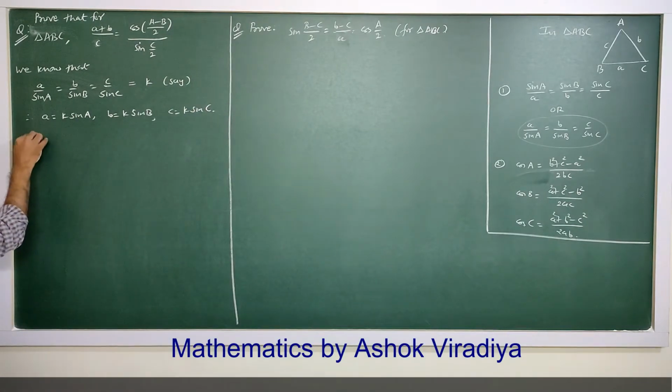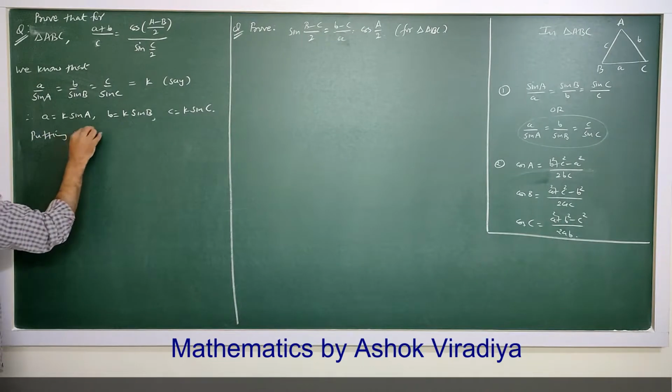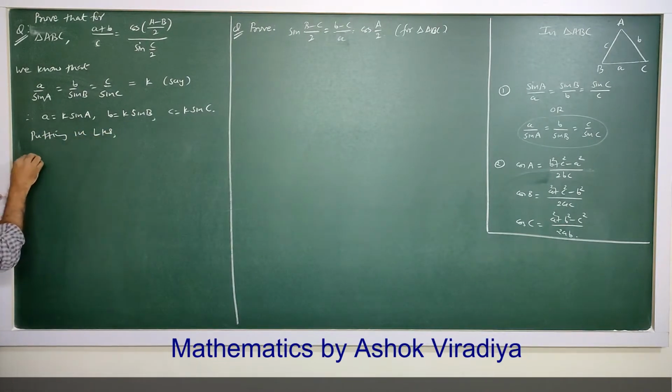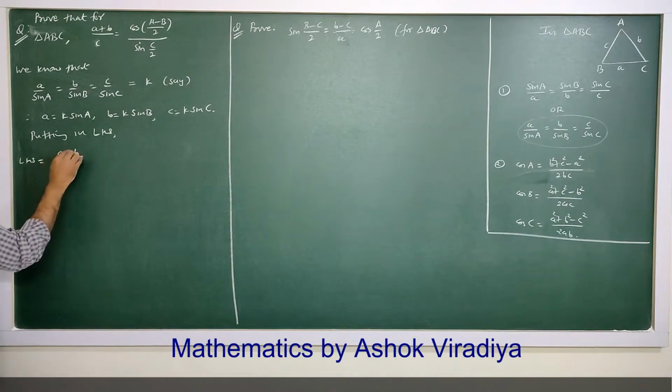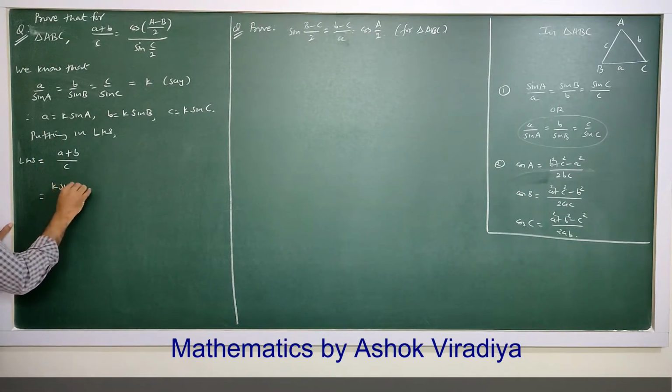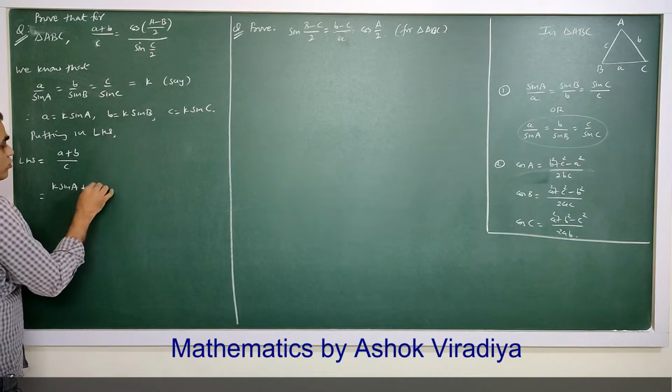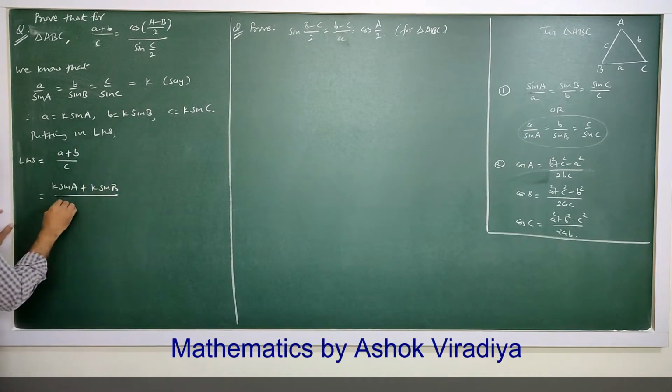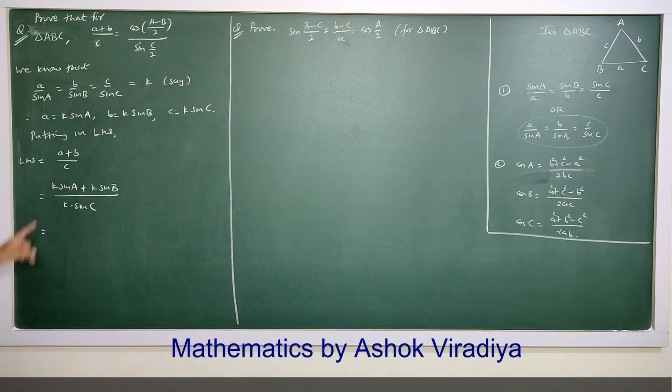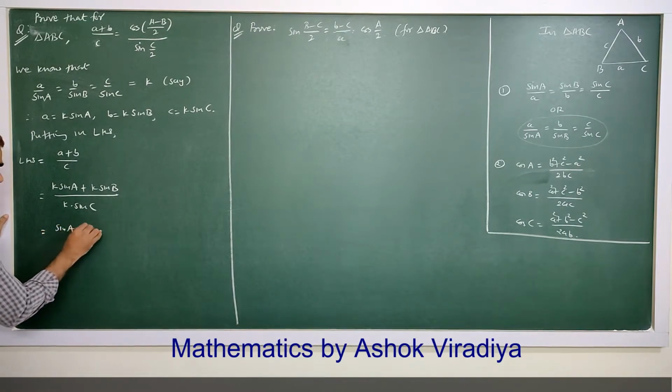Putting these values in the left hand side, it will be equal to (a plus b) by c. Now a is k into sine A, b is k into sine B, and c is k into sine C. Taking k common, k will be cancelled. So it is (sine A plus sine B) upon sine C.